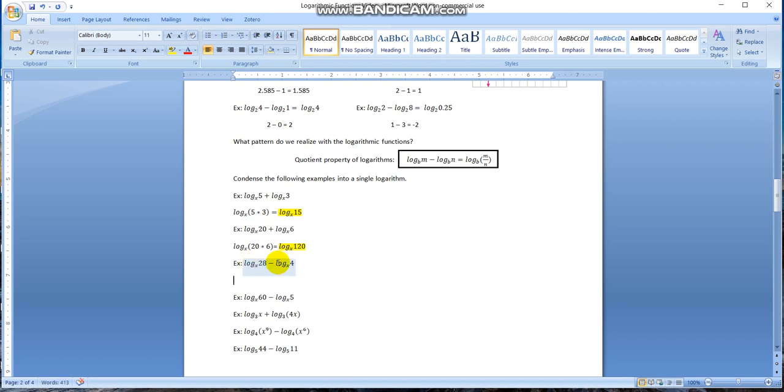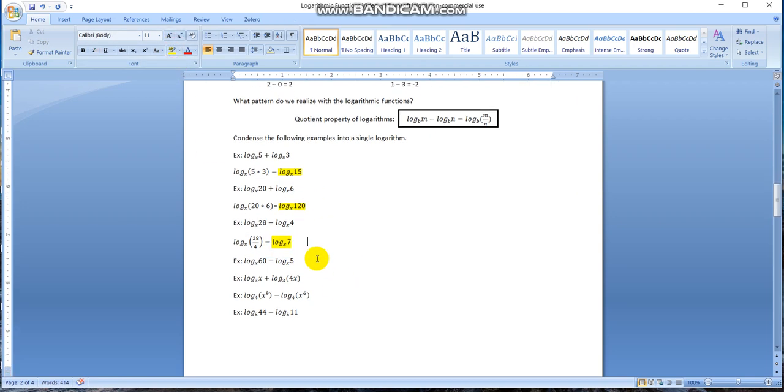So we have here log base x of 28 minus log base x of 4. So you have a subtraction symbol here. Since you have a subtraction symbol, this means you have to divide. Okay, so I'm going to copy this here because I'm going to need that. So this is log base x of 28 over 4. So this means log base x of 28 divided by 4 is going to be 7.